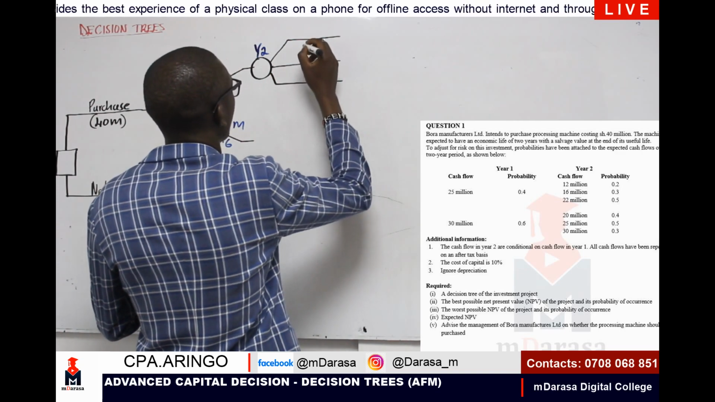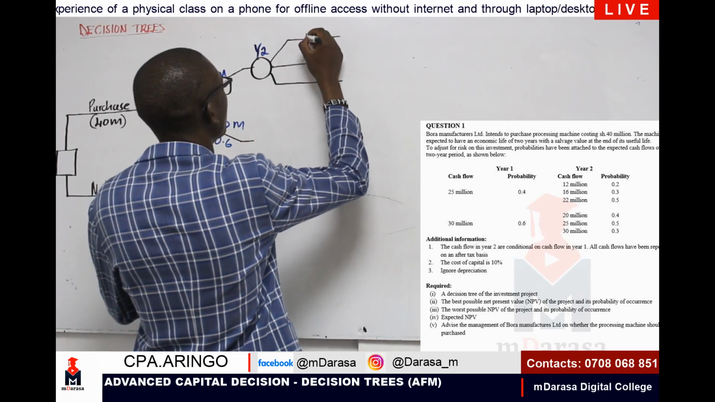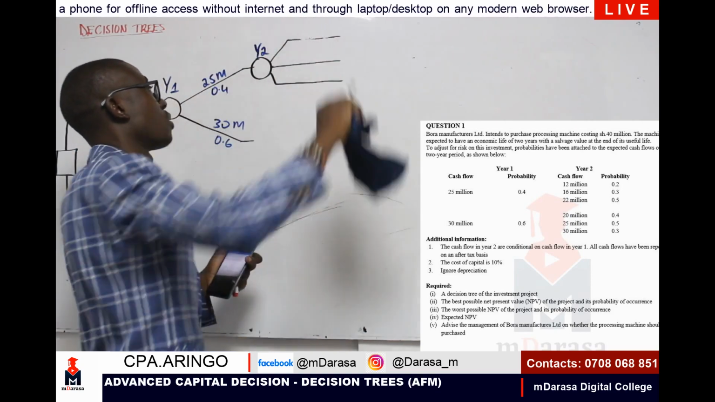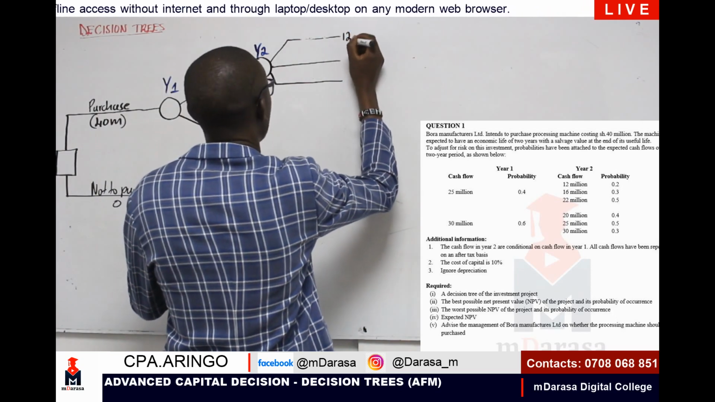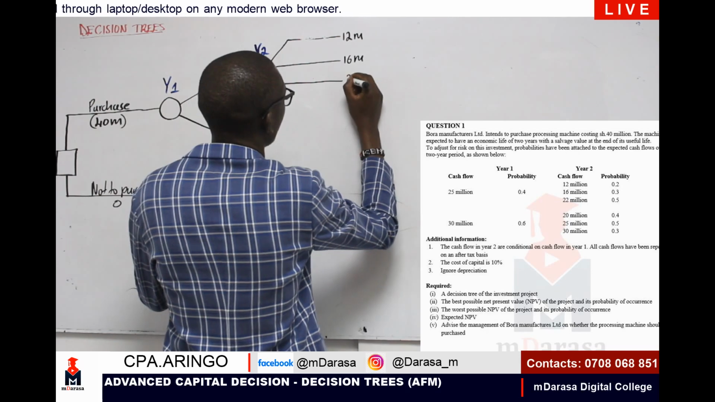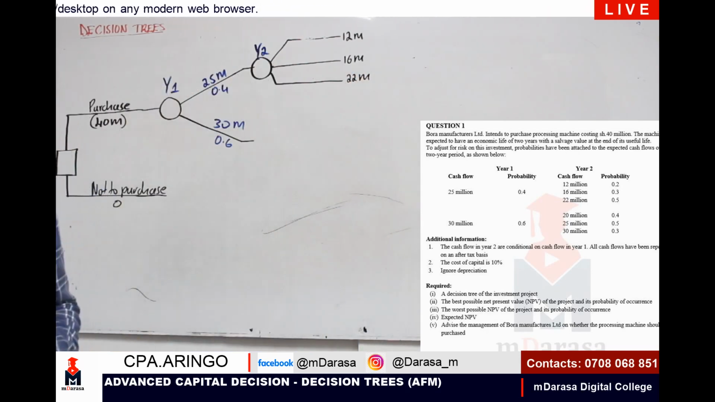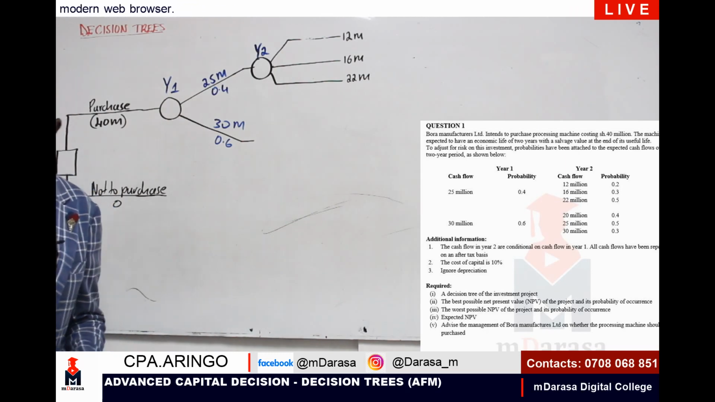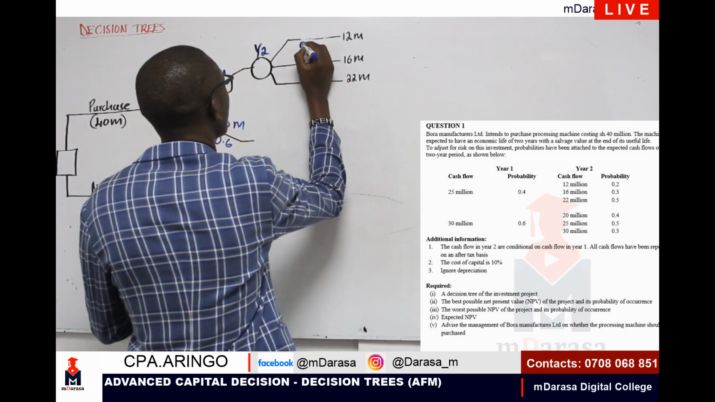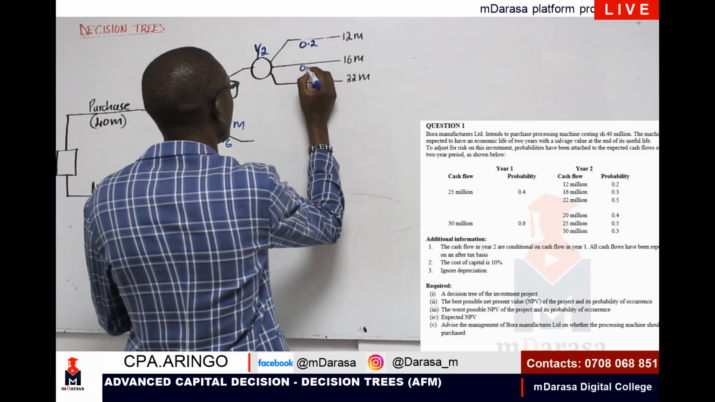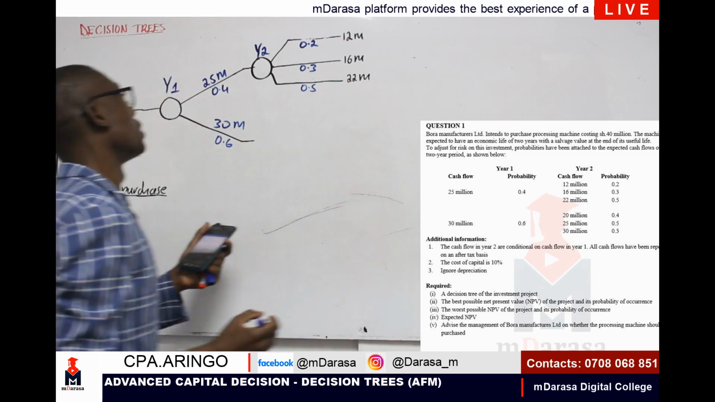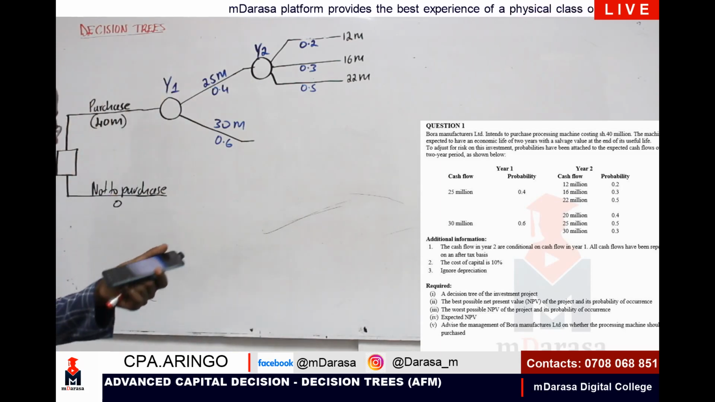So here we are saying we can either generate 12 million. Actually, you can have it here. Let me just have it here as our payoff. I can either generate 12 million, 16 million, or 22 million, with probability being 0.2, 0.3, and 0.5. That if year 1 we had 25 million.